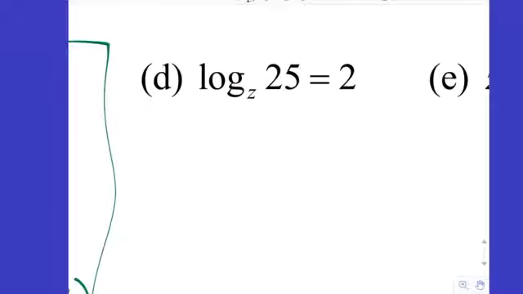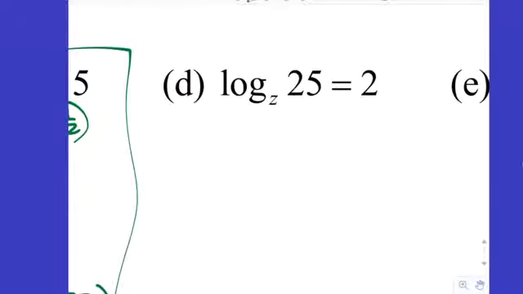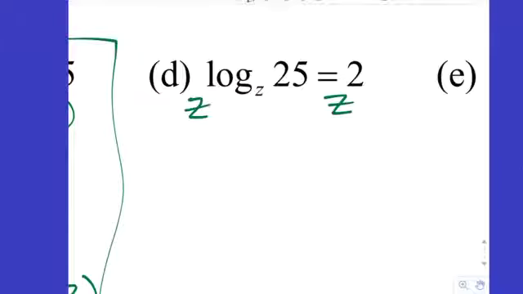Okay, what to do? Right now, the z is trapped inside the log as the base. How do we untrap it? What is the inverse of logging base z? Exponentiating base z. Yeah. So let's go z to the that equals z to the that. Now, on the left, what is z to the log base z of blob? It's just the blob in general, which is 25. And on the right side, we get z squared.